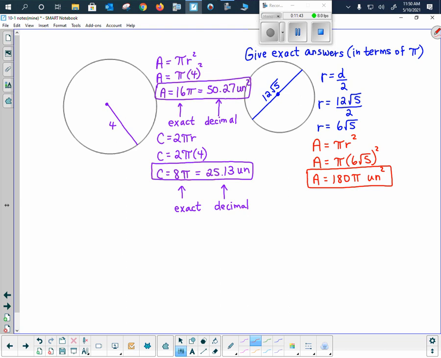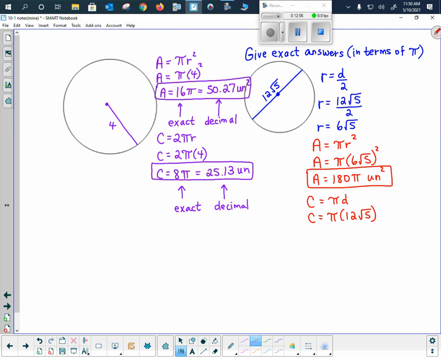Okay. All right, now your circumference. I just want to prove to you it works both ways. So in this case, if I know circumference is pi d and the diameter is what was given to me at the start, okay, then it's probably easier to jump straight to saying pi times the diameter of 12 root 5.